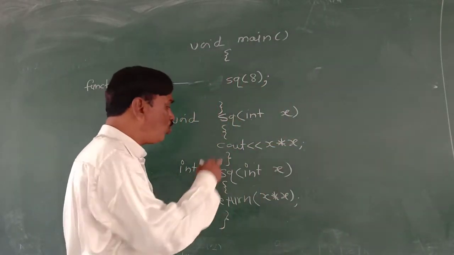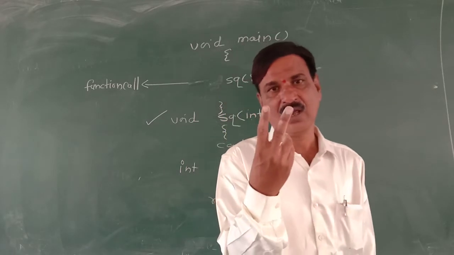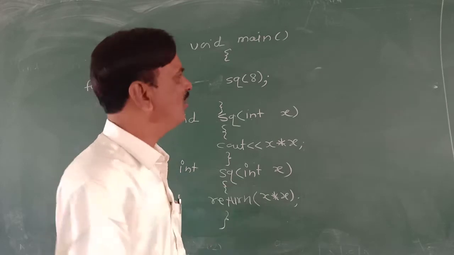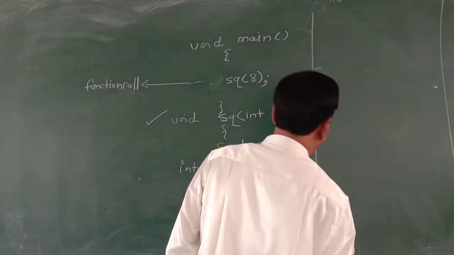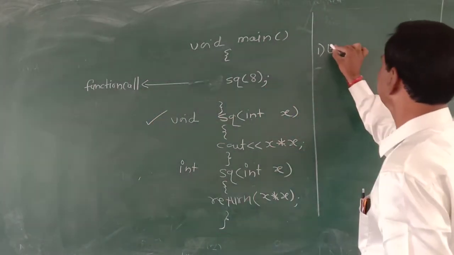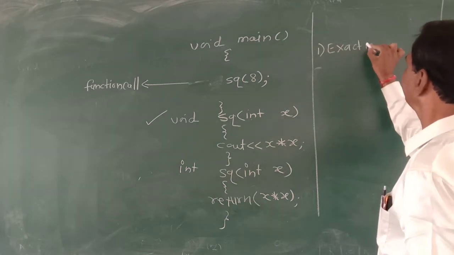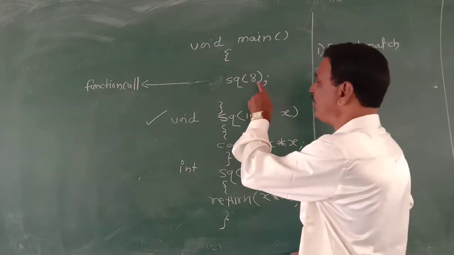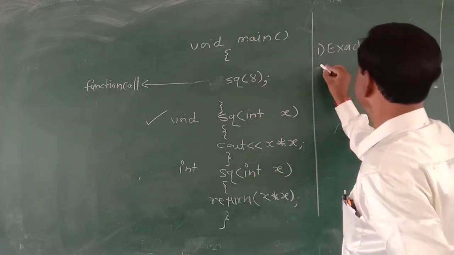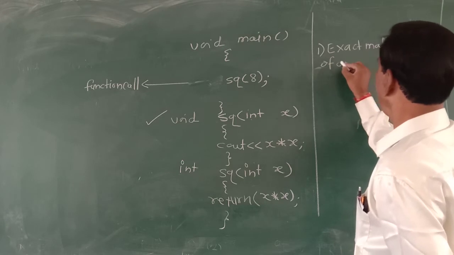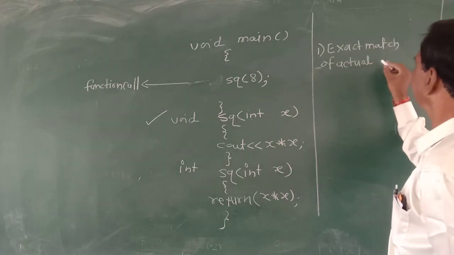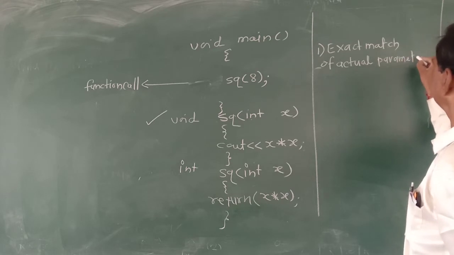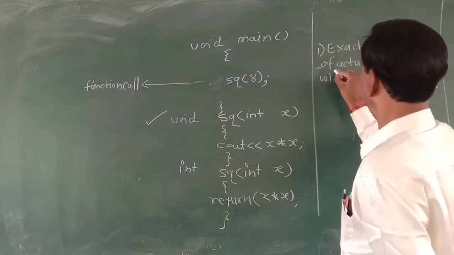Now, actually there were two sq functions. Then why did the compiler select the first one? Because the answer is obvious. Exact match. Exact match of what? Exact match of actual parameter with formal.